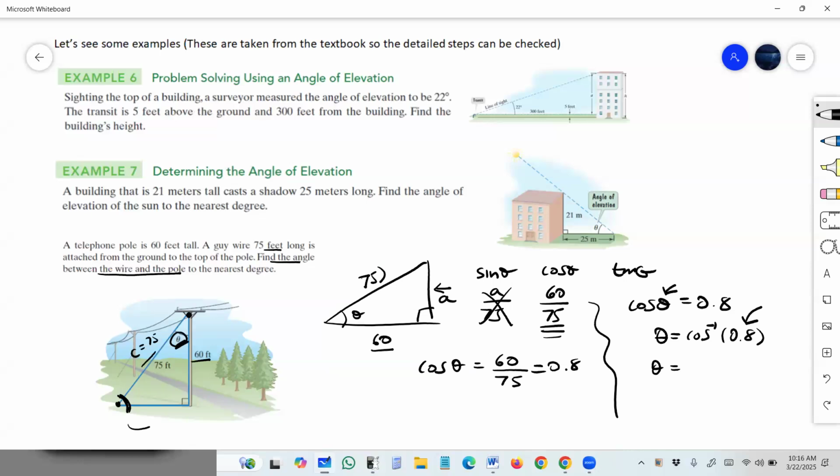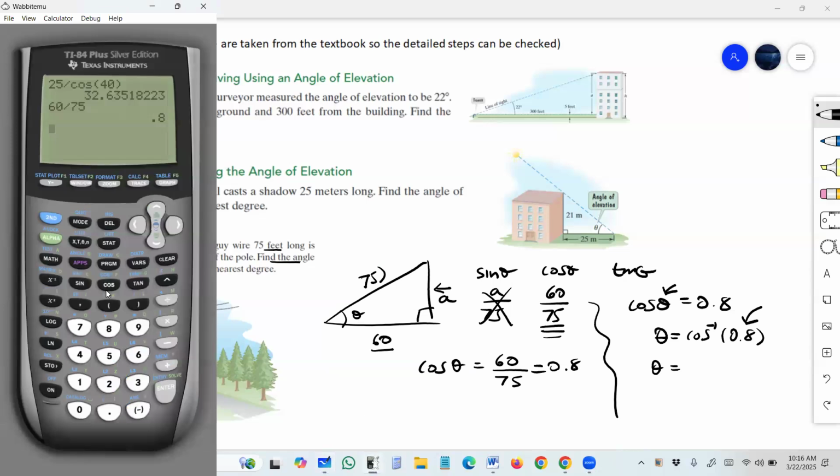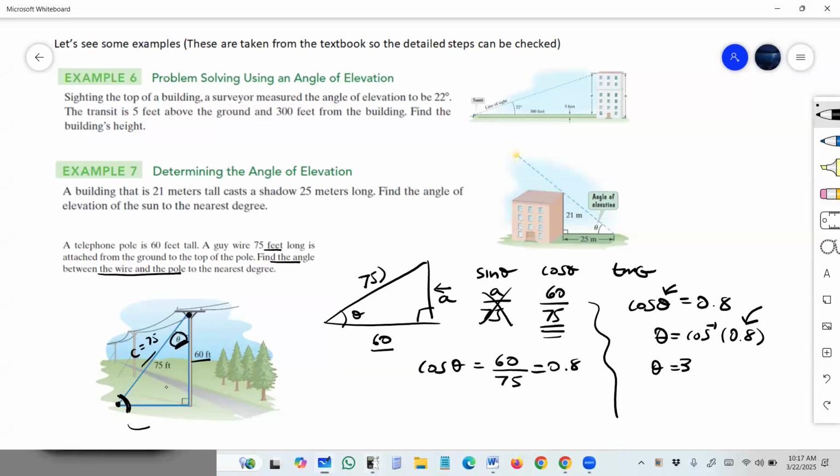So we need the inverse property of the calculator. Again, we press second for the cosine inverse, which is the blue functions above the sine, cosine, and tangent. We type in the 0.8. And then we get the approximate angle of 36.86, or approximately 37 degrees. So this angle right here is approximately 37 degrees.